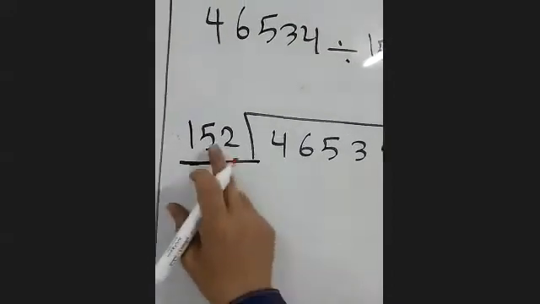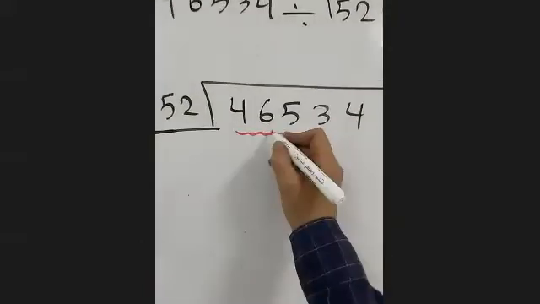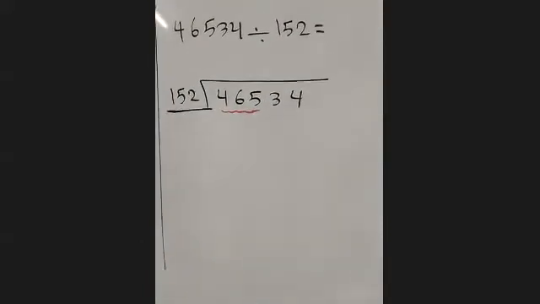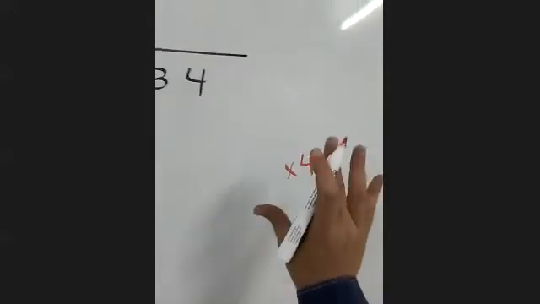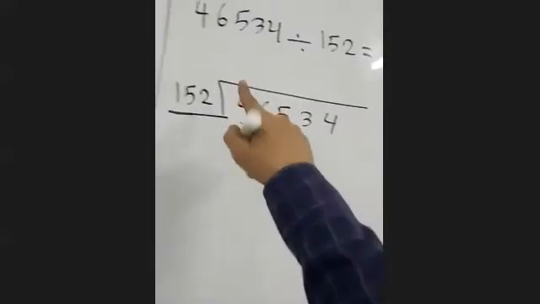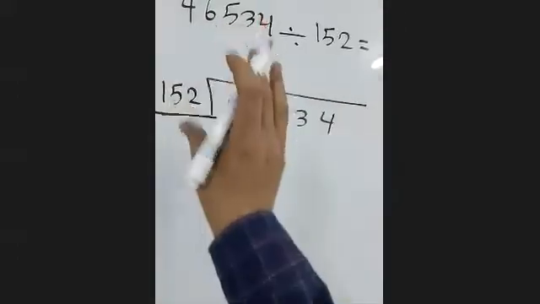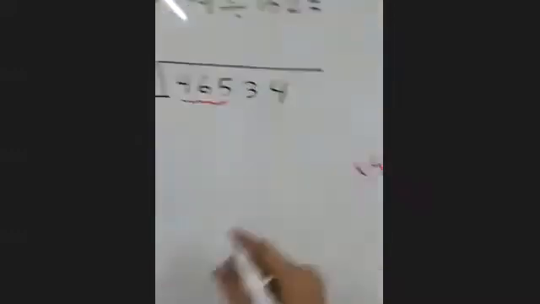465 is bigger than 152, so I can start with 465. Now let's guess a number. I will start my guessing with 4. Guess and check outside, then take your numbers here, okay? It's important. Now 4 multiplied by 152.